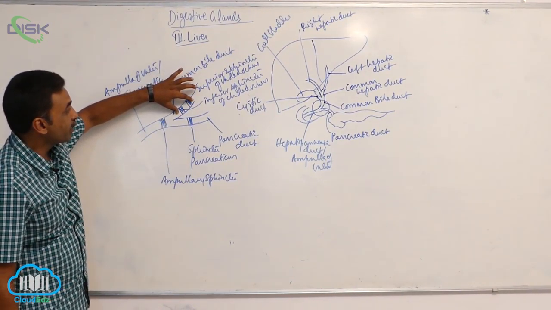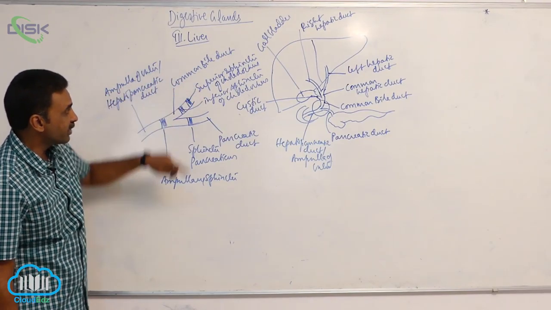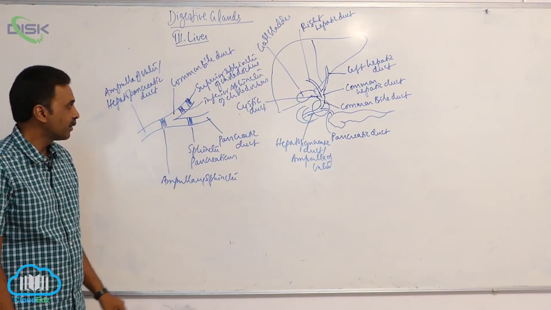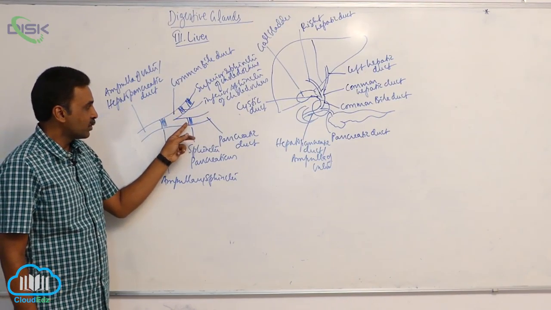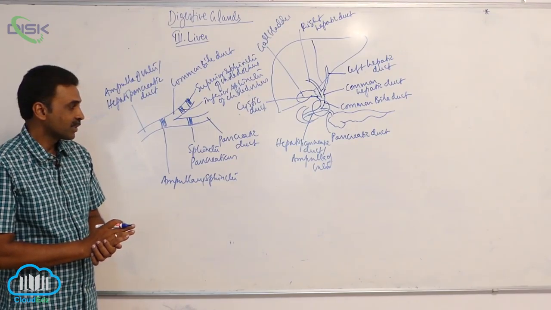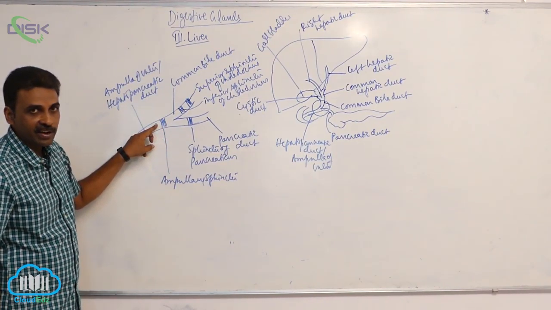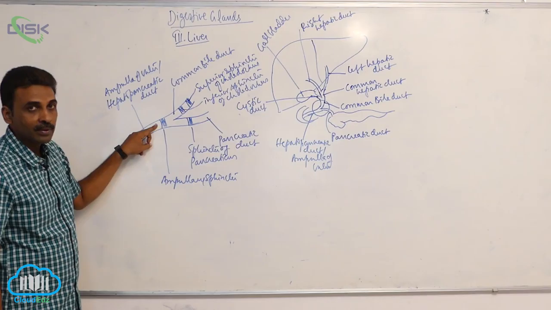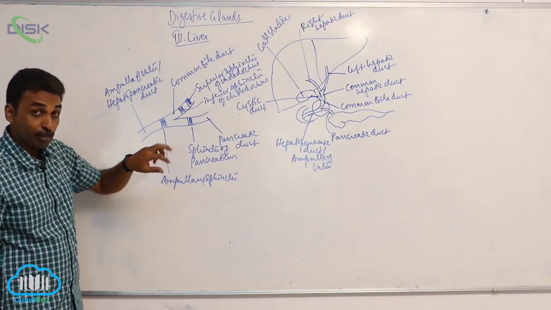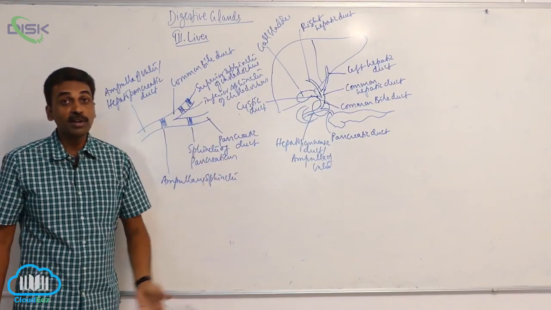Now this is common bile duct. So at the base of common bile duct we have got two sphincters: superior sphincter of Choledochus, inferior sphincter of Choledochus. This is the pancreatic duct. So at the ending you will find sphincter pancreaticus. And there is one more sphincter here, ampullary sphincter, sphincter of ampulla, sphincter of Vater. You can call it ampullary sphincter or sphincter of Vater. So it is simply called ampullary sphincter.